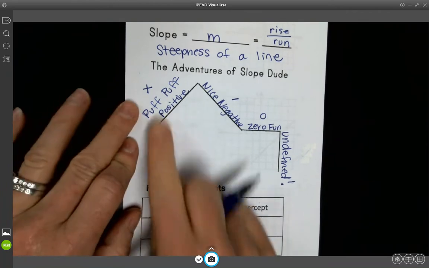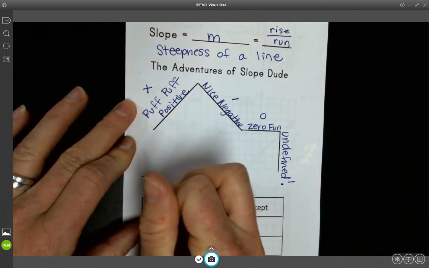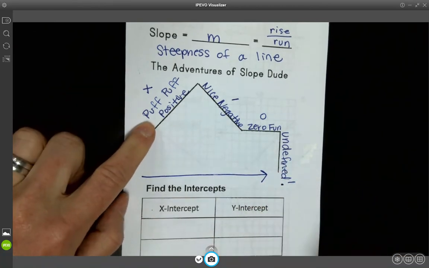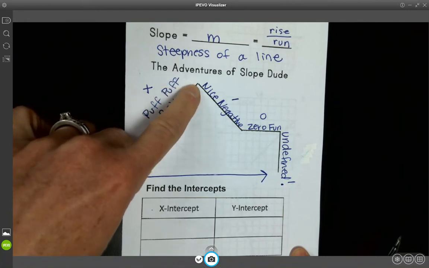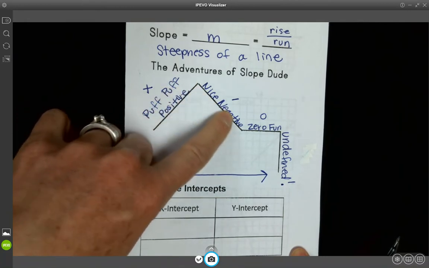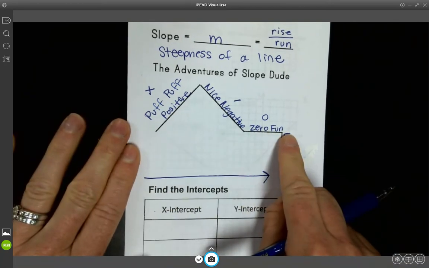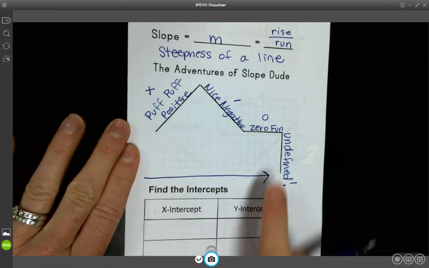When you do Adventures of Slope Dude, it's just like reading a sentence or a book. You always read from left to right. So anything going uphill, it's hard work, so it's positive. Going downhill, the downhill slide is a lot of fun. That's nice, negative. Zero fun is a horizontal line, and a vertical line is undefined. So read it from left to right.